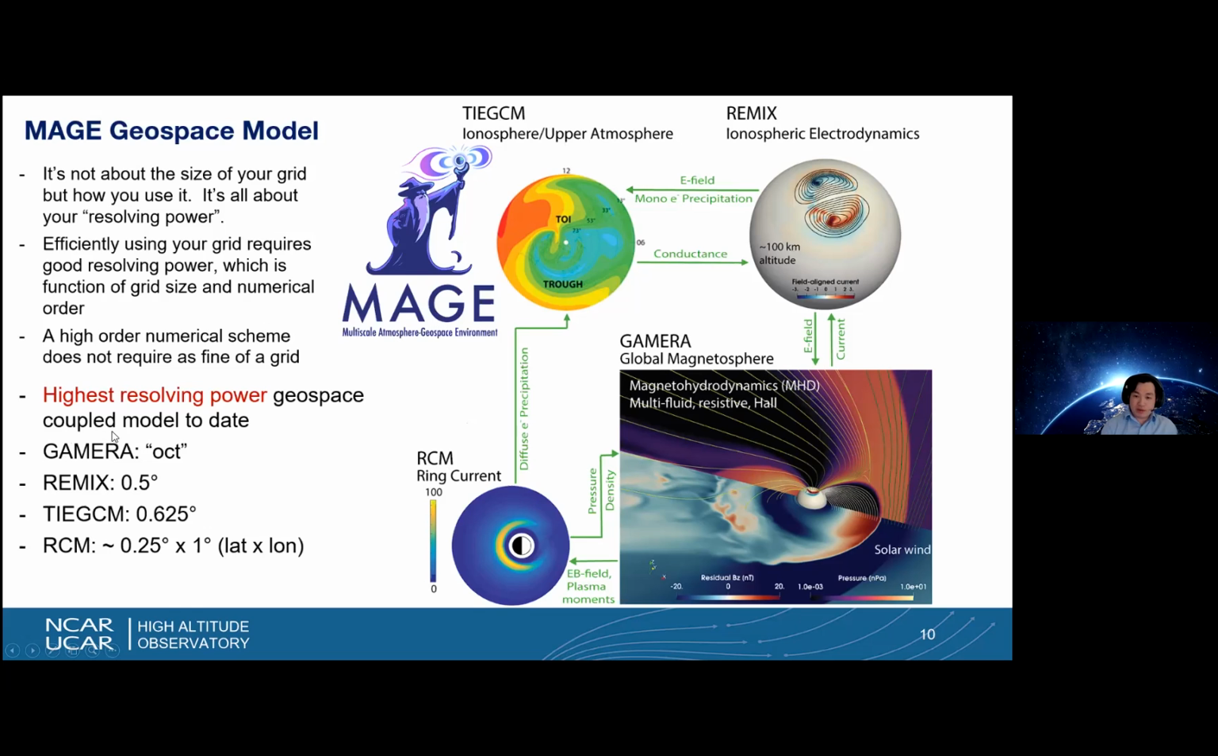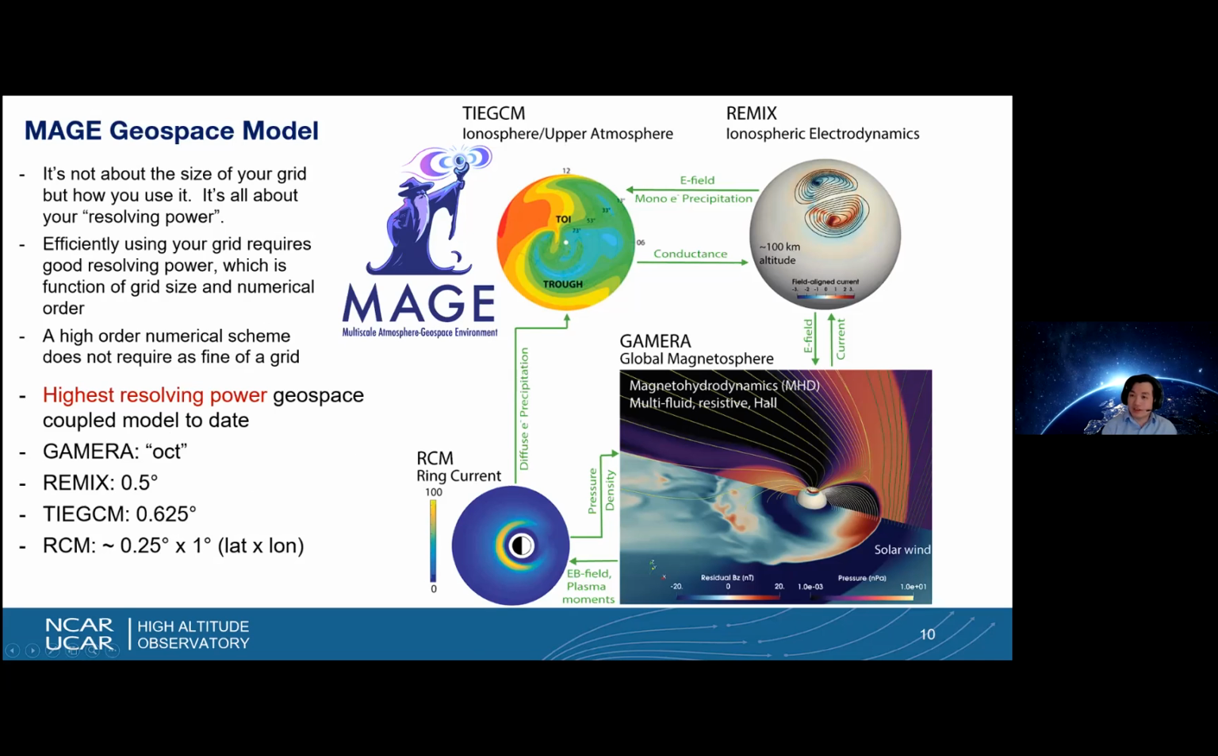So what I'll be talking about is Gamera running at what we call octres, which is approximately a 1/4 degree in the ionosphere. REMIX, which is the inner boundary of Gamera, is running at about a 1/2 degree. That's mapped to TIGCM, which runs at 0.625 degrees. I honestly don't know why it's such a funny number, but you have 0.625 degrees in TIGCM. And then RCM runs at about a 1/4 degree for the latitude grid, and about 1 degree for the longitude grid. So coupled together, this is the highest resolving power geospace coupled model there is.